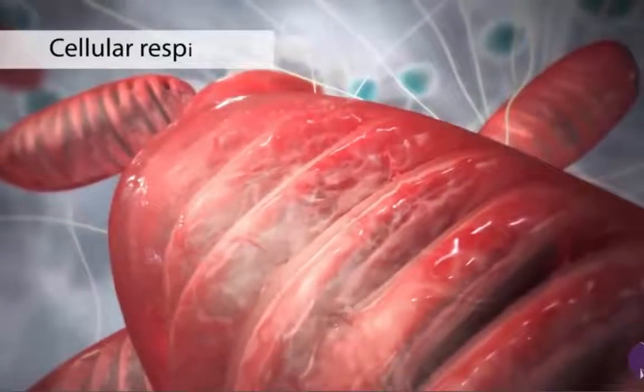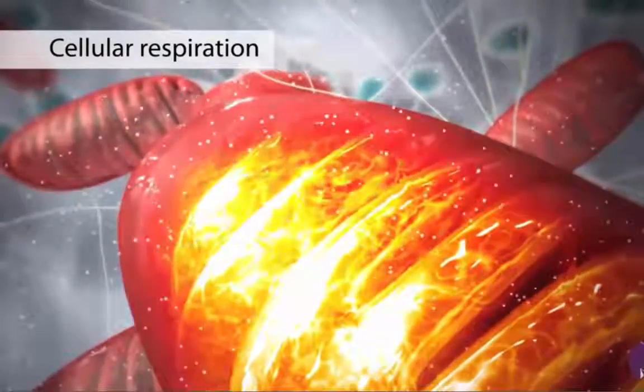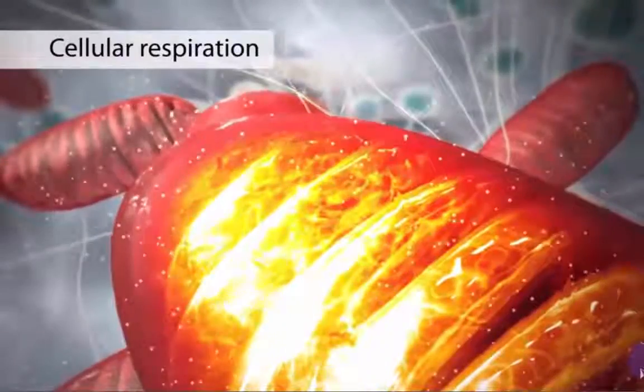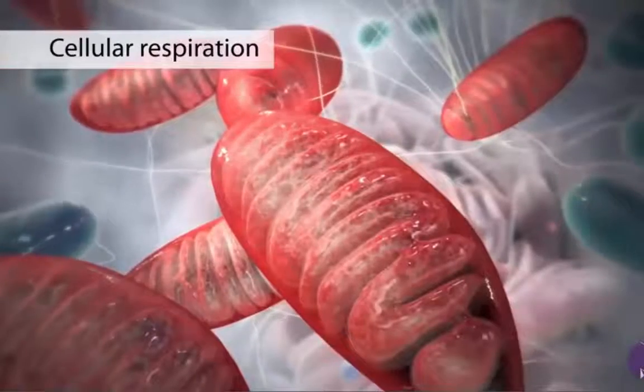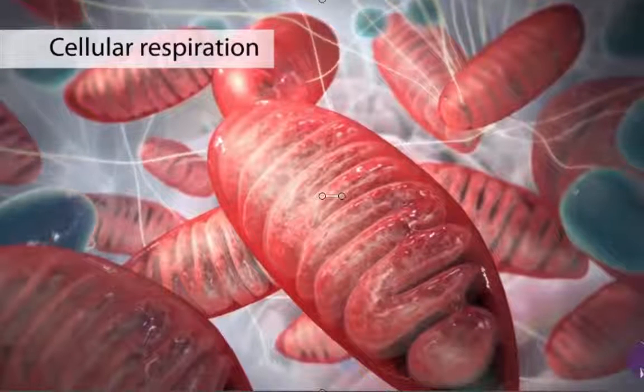Mitochondria is the center of cellular respiration. When you take food, those nutrients are digested, and some of those components get into the mitochondria, and it is converted into biological energy, ATPs.